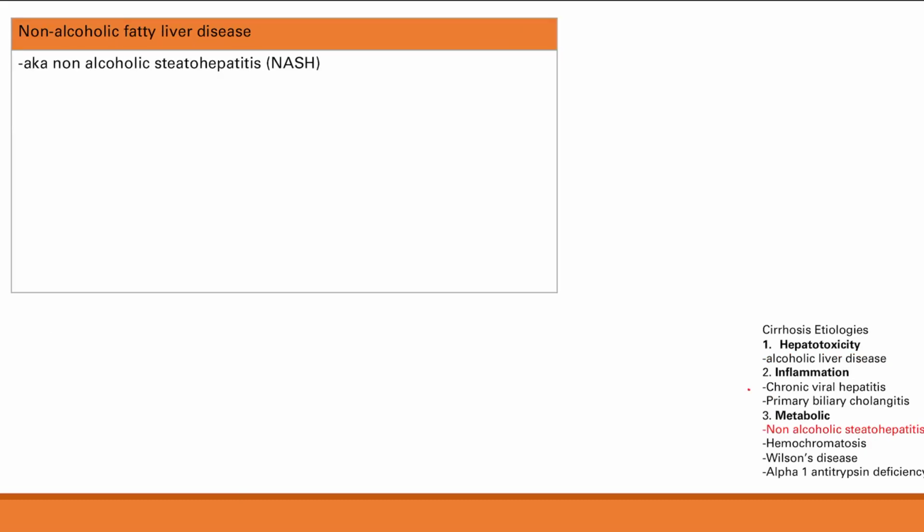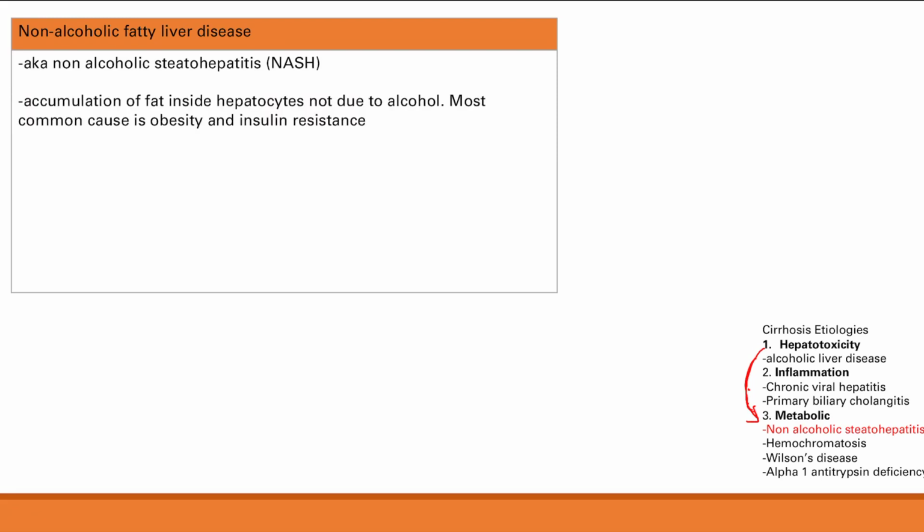Okay, now we're going to skip all the way from hepatic toxicity to metabolic problems that can cause cirrhosis. So now we're going to look at non-alcoholic fatty liver disease. Remember we had alcoholic steatosis. Now we have non-alcoholic steatohepatitis, okay? Name tells you everything. It's fatty liver change, not due to alcohol. And the most common cause of this is obesity and insulin resistance. Sometimes they call this metabolic syndrome.